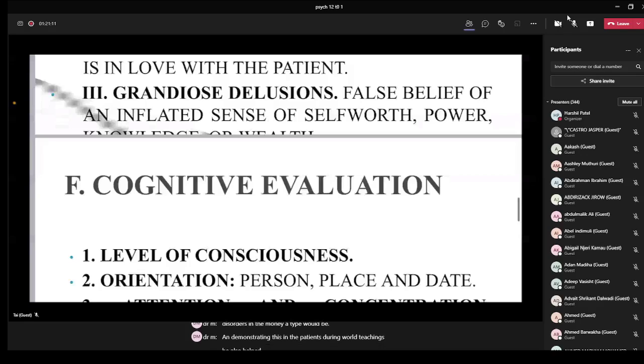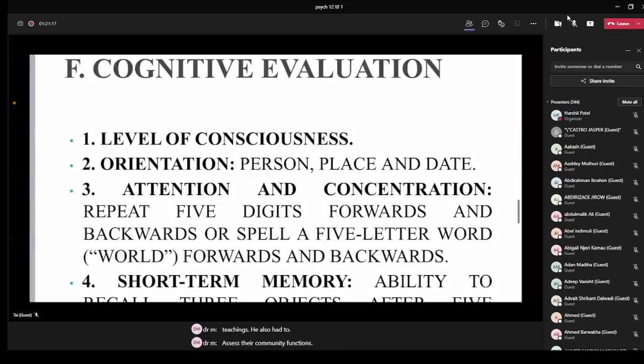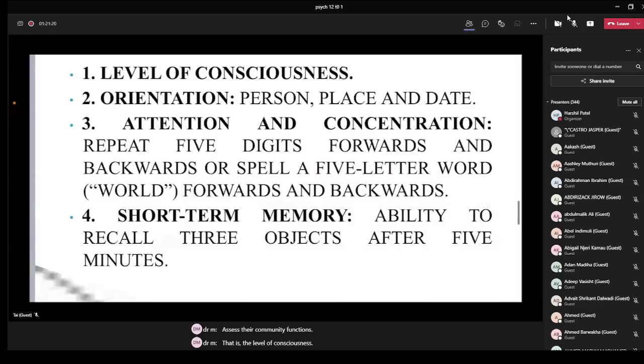You also have to assess their cognitive functions. That is the level of consciousness, their orientation. Do they know who they are? Do they know where they are? And the time of the day. Attention and concentration, again, there are ways in which you can determine this. For example, you can give the patient 5 digits and ask them to repeat them forwards and backwards. You can also give them a word, and ask the patient to spell the word forwards and backwards.